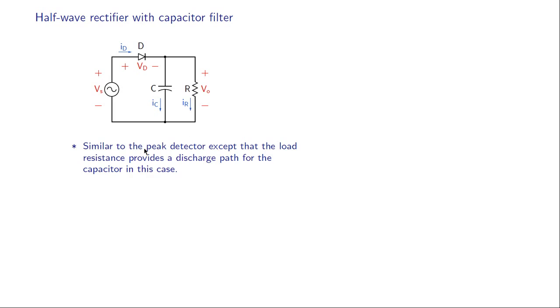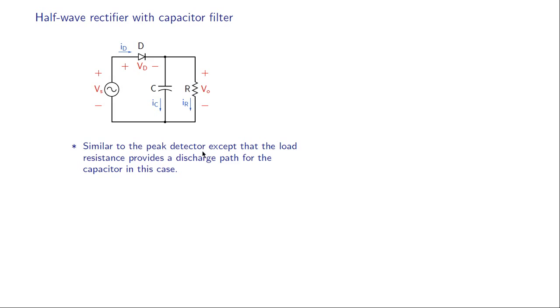Now this circuit is very similar to the peak detector circuit that we saw earlier, in which we had the diode and the capacitor, but not this load resistor. And as a result, what happened is this output voltage tracked the peak of the input voltage. Now this circuit is not quite the same, but it's very similar.